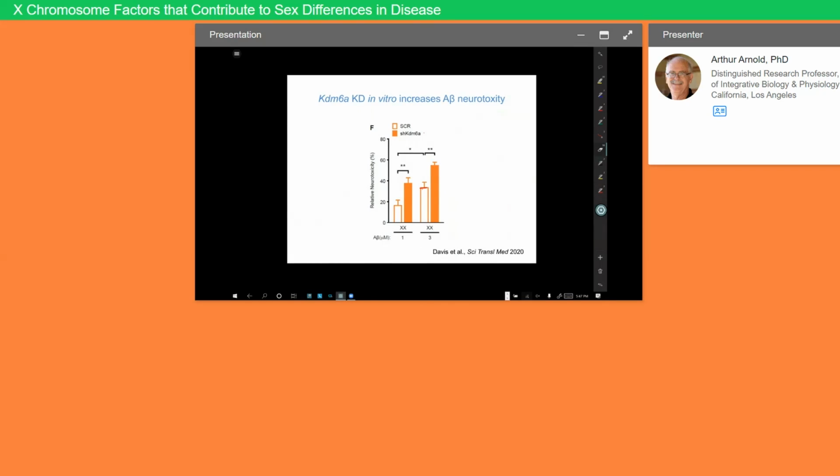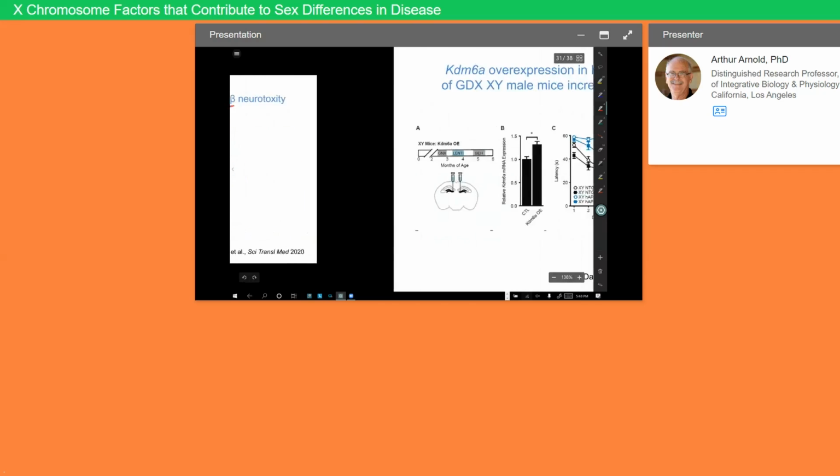So in one experiment, they manipulated the levels of KDM6A in an in vitro experiment by knocking down KDM6A with interfering RNA. The KDM6A here is protective, so the knockdown group, which have low levels of KDM6A, have higher levels of toxicity to the A beta molecule when KDM6A levels are low, whereas the wild type animal that gets scrambled interfering RNAs has less neurotoxicity, showing a protective effect of KDM6A.